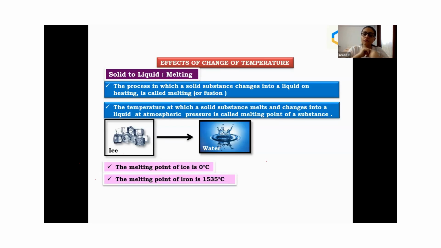Solid to liquid is fusion. Melting point of ice is 0 degrees Celsius. Now next one, liquid to gas is vaporization.